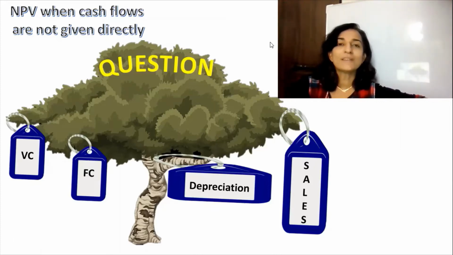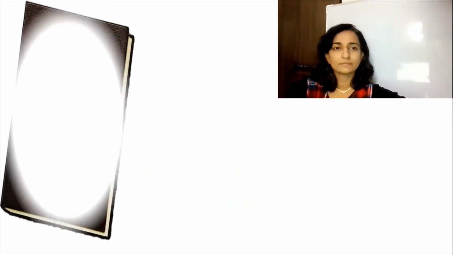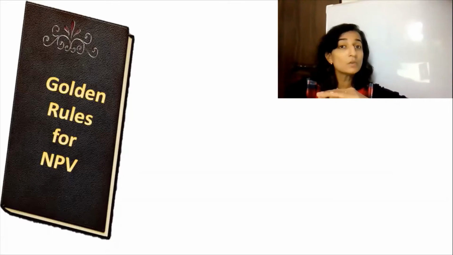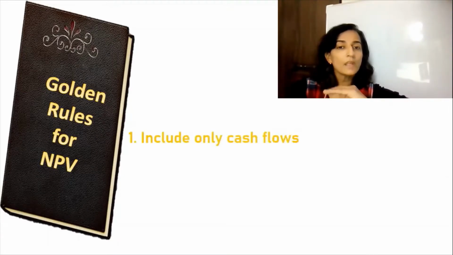Now, before we go to the question, there are certain golden rules of NPV that I want you to know. Okay, let's take a look. The golden rules for NPV. The first rule, include only cash flows. You might be wondering, what is the big deal? Yes, we should include only cash flows.